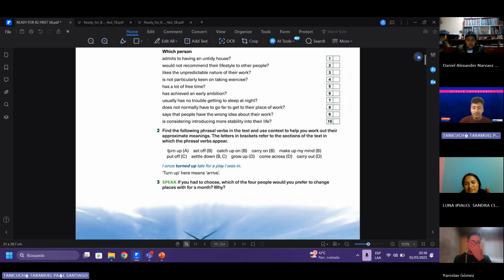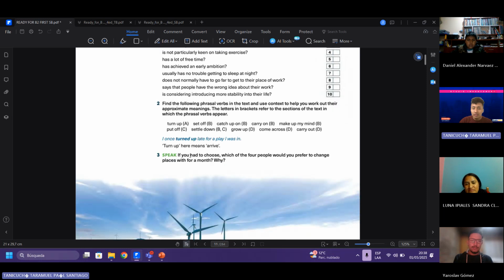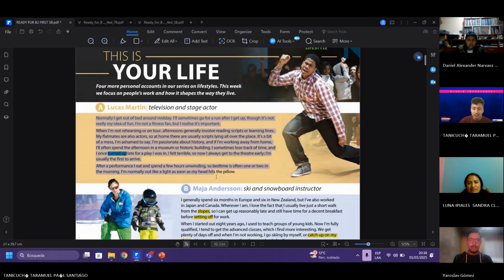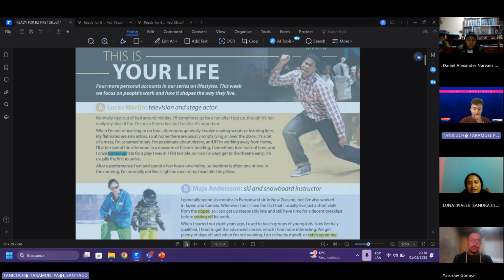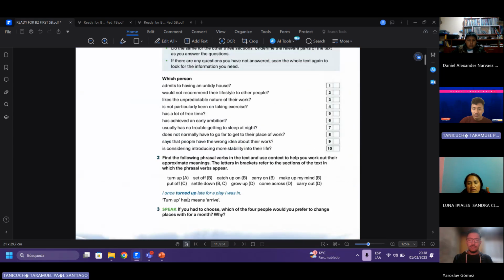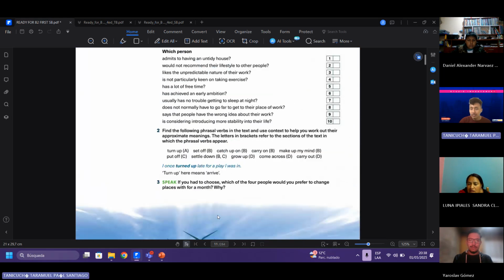For example, we have turn up, which is mentioned in text A in this part. I have highlighted here the phrasal verb turned up. In this case, it is in the past, as you can see here. Turned up means arrive. In this context, turn up means arrive. For example, once I turned up late for a play, it means arrived.